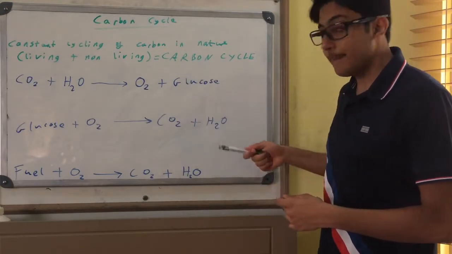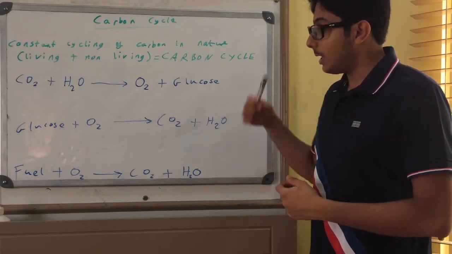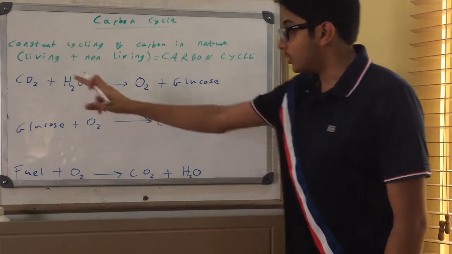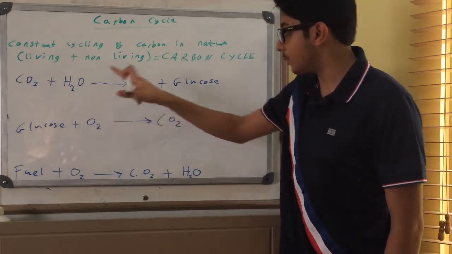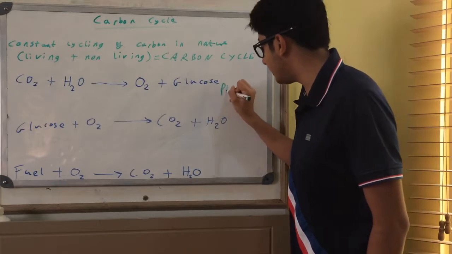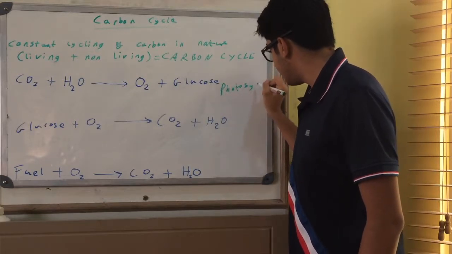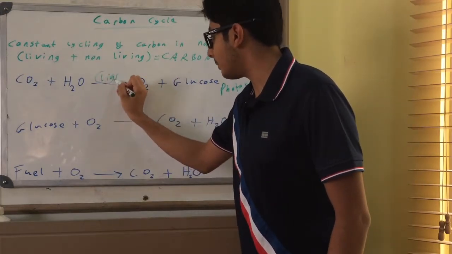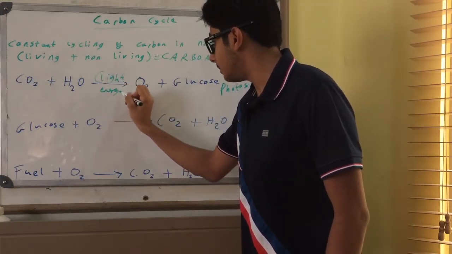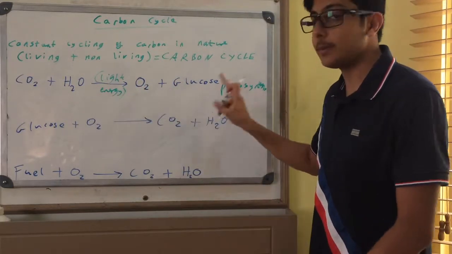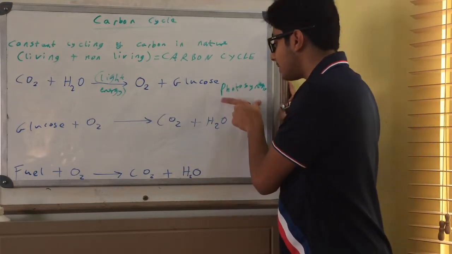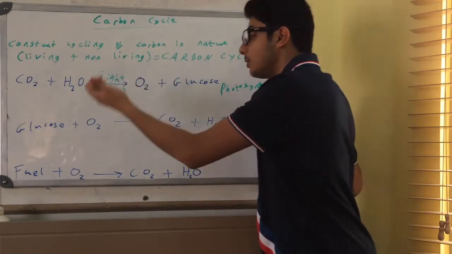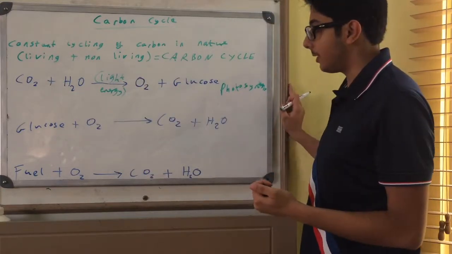Now, you've got three main processes in the carbon cycle. For all three, you should know the general word equation. So for this one, carbon dioxide and water gives you oxygen and glucose. This is photosynthesis. And for photosynthesis to occur, you also need light energy. You should know this equation, you should have it memorized. And as you can see, photosynthesis is removing carbon dioxide from the atmosphere. It's using it as a reactant.